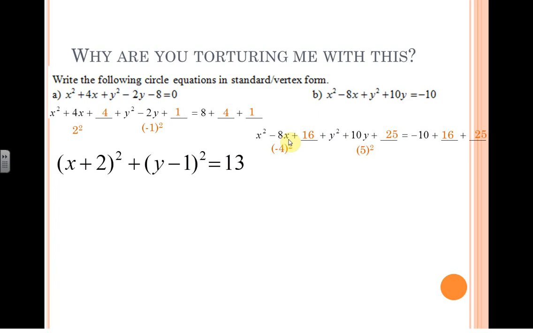The entire reason we did that was to write both of these as binomials squared. So we have x minus 4 squared coming from this completing the square process. We have y plus 5 squared coming from this completing the square process. And over on the right, when I add those together, I get 31.